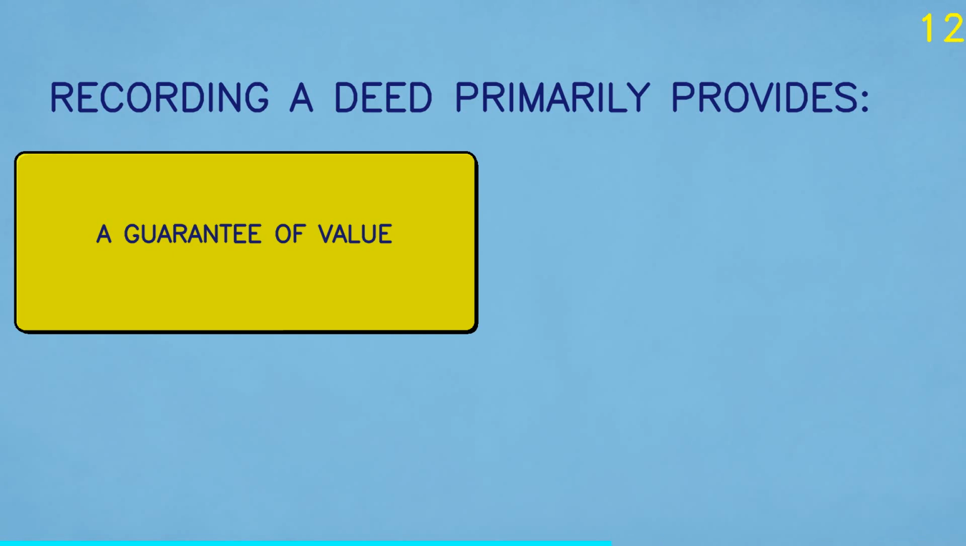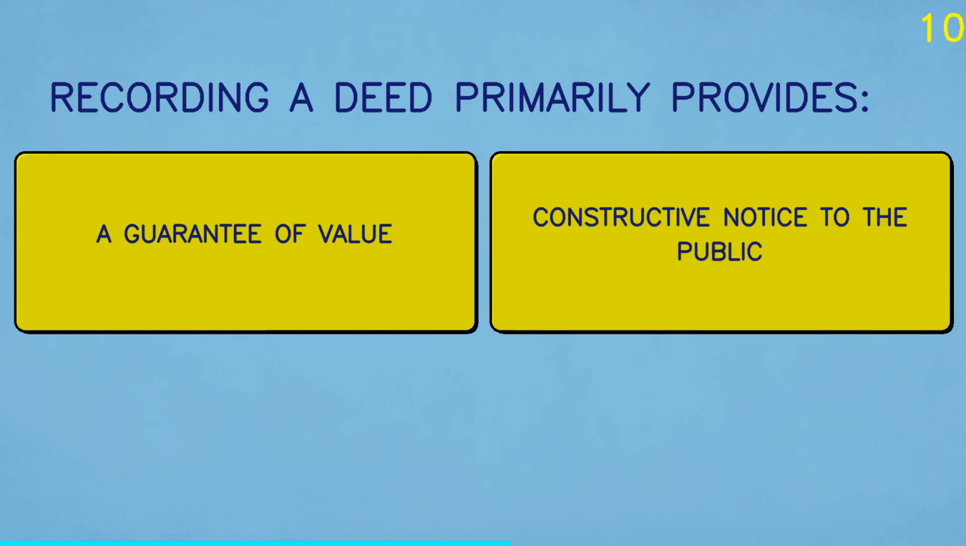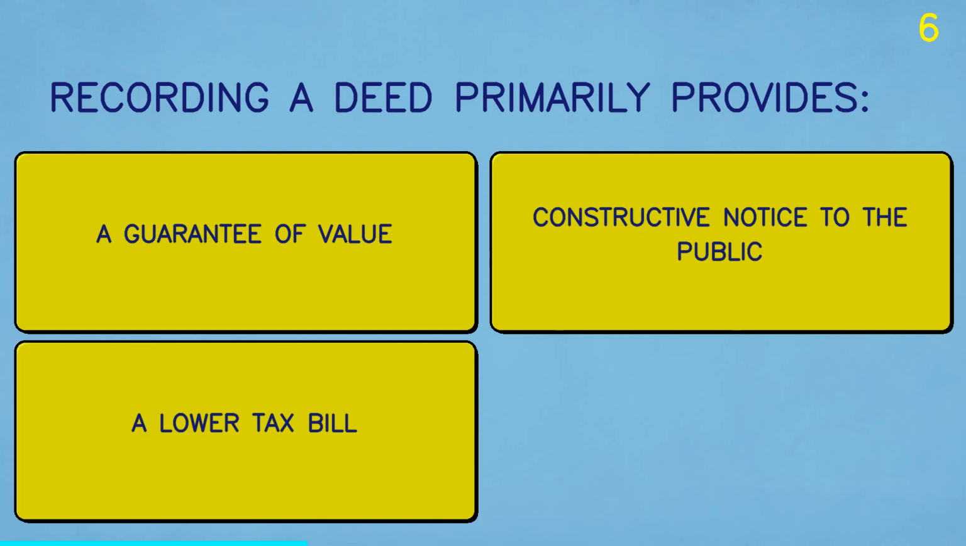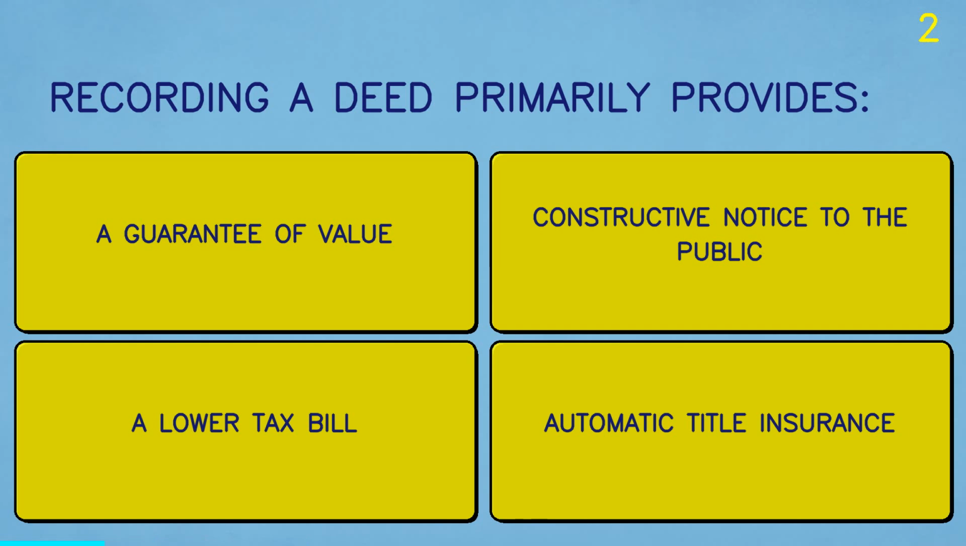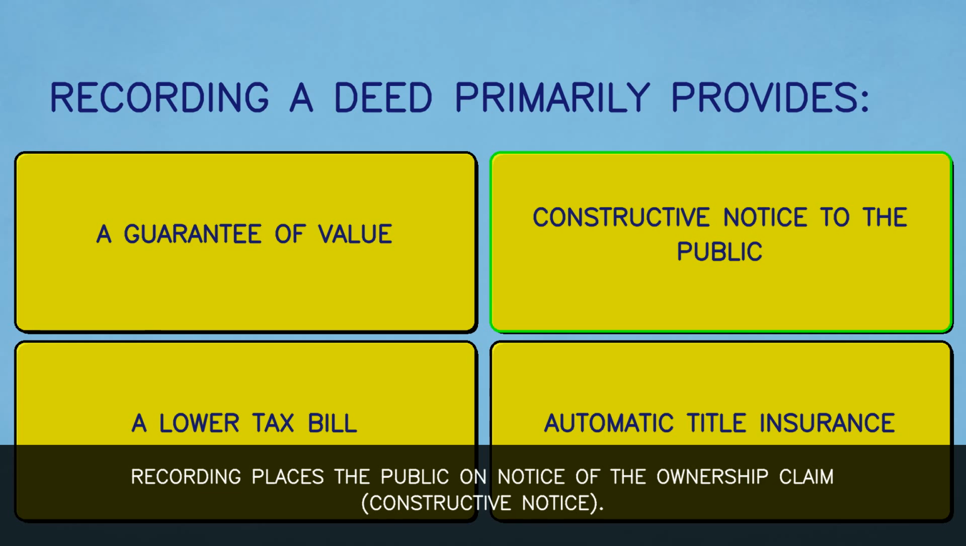Question 5. Recording a deed primarily provides: A. A guarantee of value. B. Constructive notice to the public. C. A lower tax bill. D. Automatic title insurance. The correct answer is constructive notice to the public. Recording places the public on notice of the ownership claim, constructive notice.